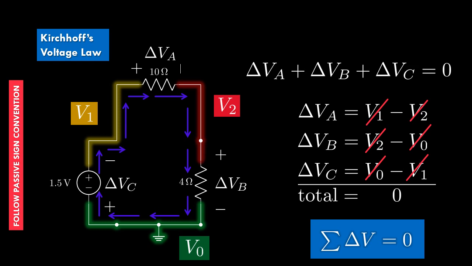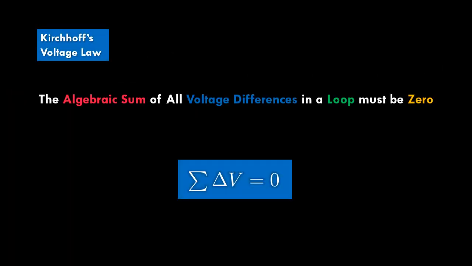So just like KCL is useful for solving circuits, so is KVL. KCL is applicable for nodes, KVL is applicable for loops. KCL says what happens to the currents in a node, and KVL says what happens to the voltage differences in a loop. So I hope you can see how similar both KCL and KVL are. And just like KCL is useful in solving circuits, so is KVL.